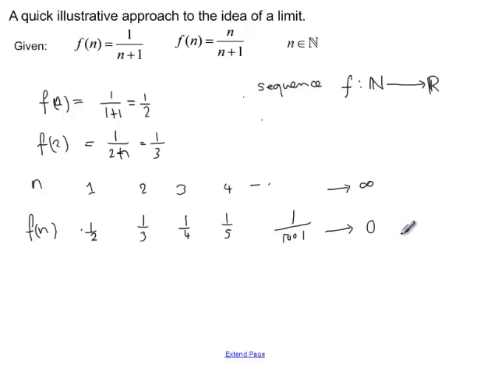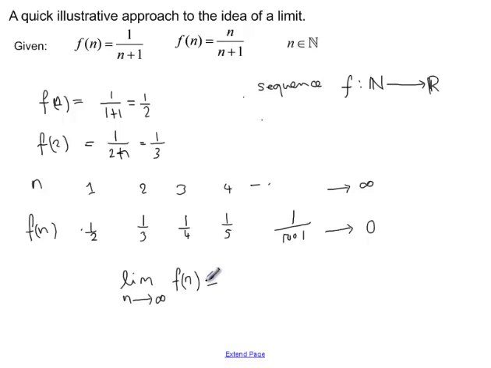I said approaching. I didn't say equals 0. I said approaching. So now, to try to express this kind of phenomenon mathematically, this is what we write. We can write now the limit as n is approaching infinity of f of n. We've seen that the values of the function approach 0.